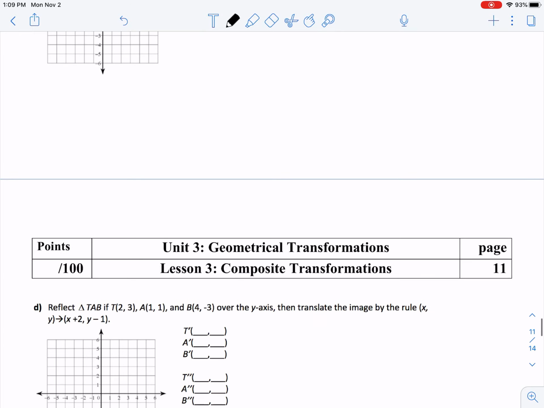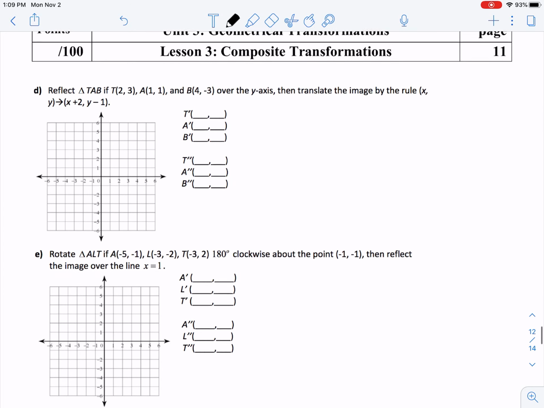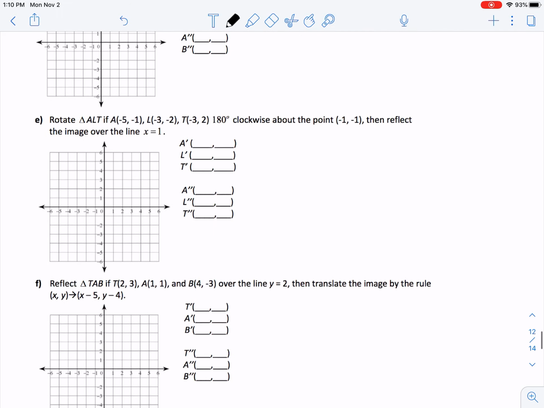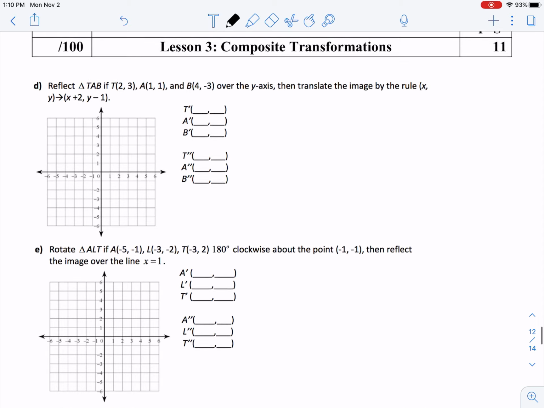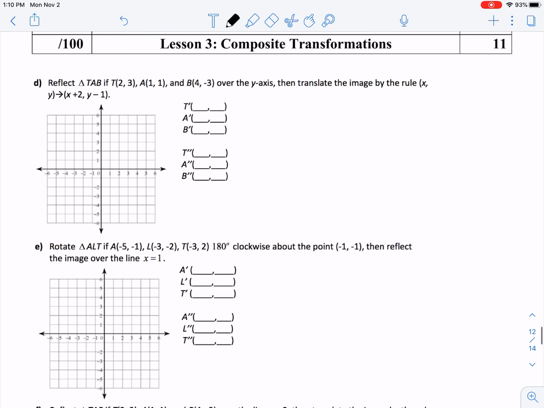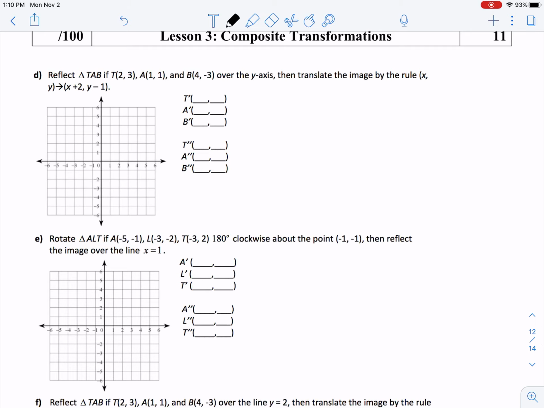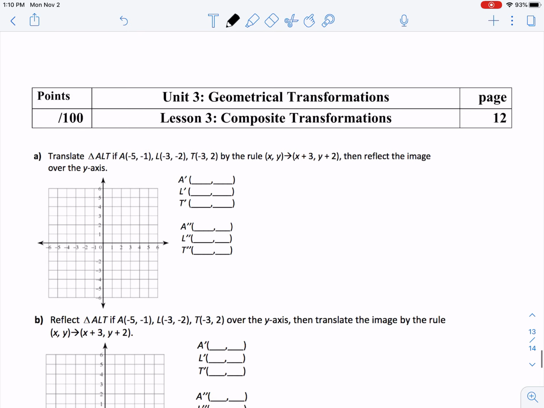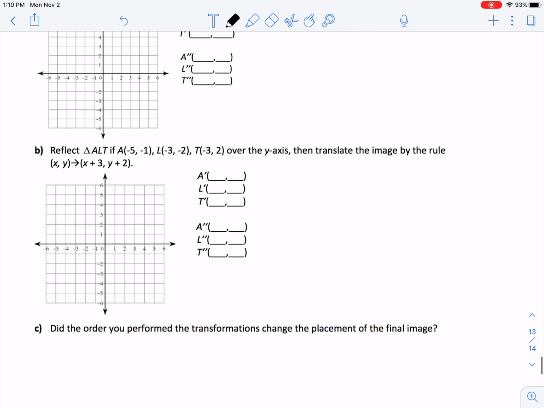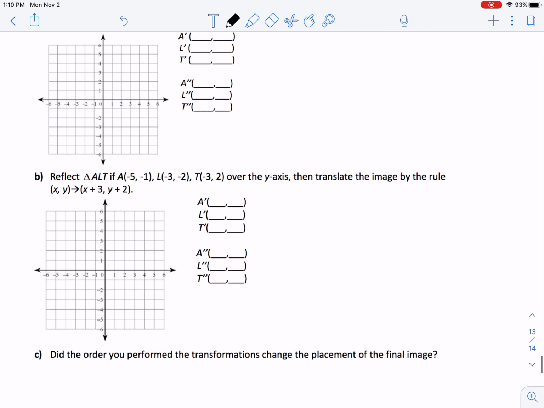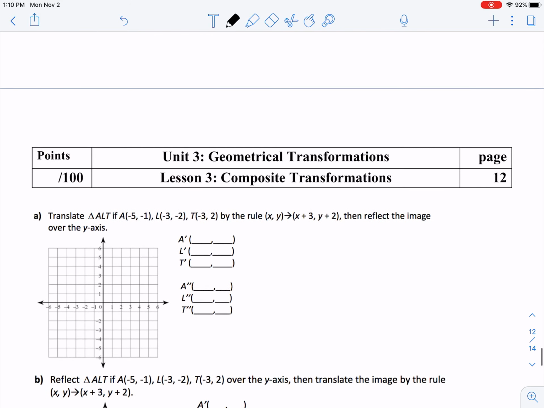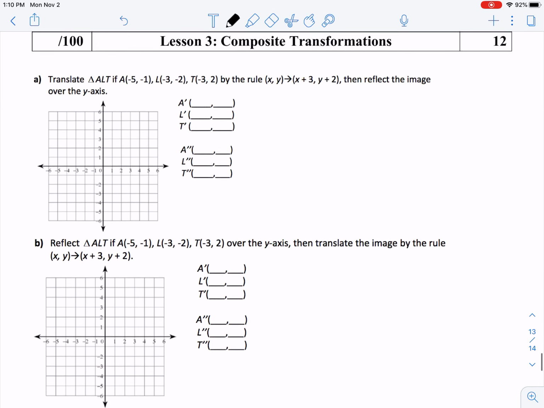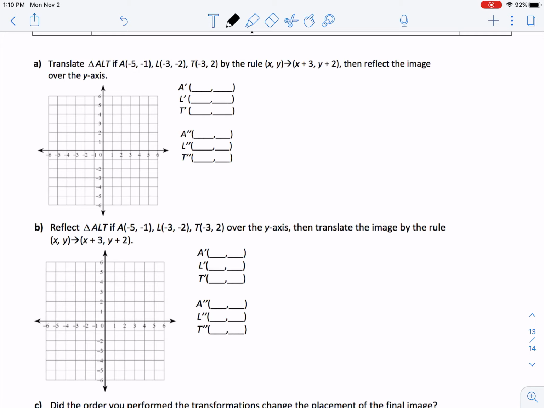I want to do D on page... Nope, I lied. We'll just go to page 12. And we'll just do A. No rhyme or reason. I wanted to see if I had one that I could dilate, but I don't have one of those kinds of questions.